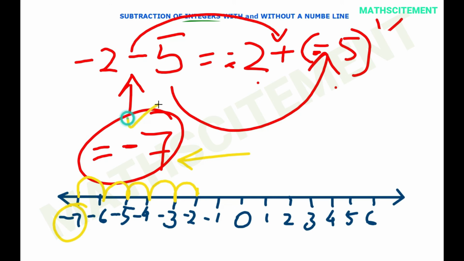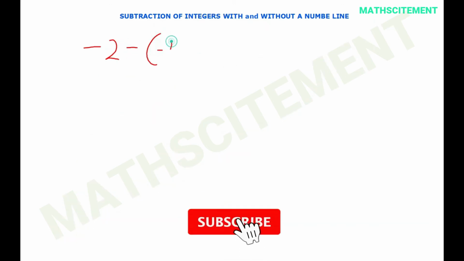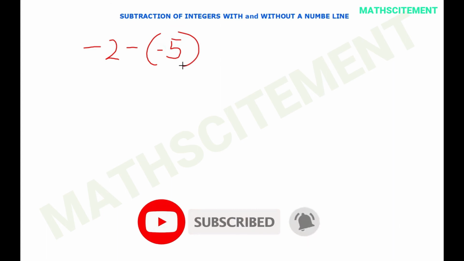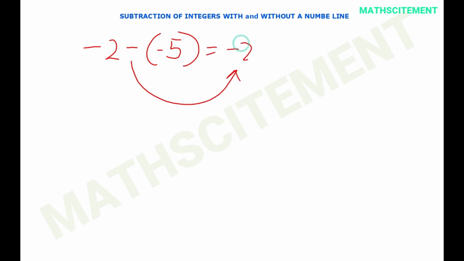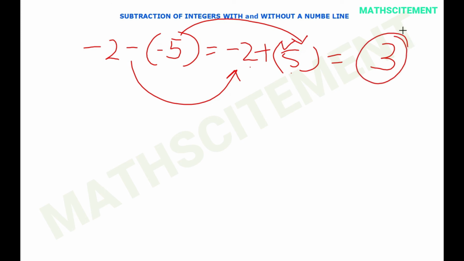Let's take another example. Negative 2 minus negative 5. So we will flip the negative sign to a positive sign and write the additive inverse of negative 5, which is positive 5. So we have minus 2 plus 5. Since integers have different signs, we subtract their absolute values and put the sign of the larger integer. Subtracting the absolute values of 5 and 2 gives us 3. And 5 is the larger integer and a positive one. So the answer is also a positive integer, positive 3.